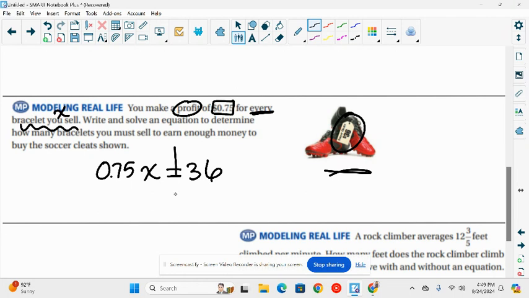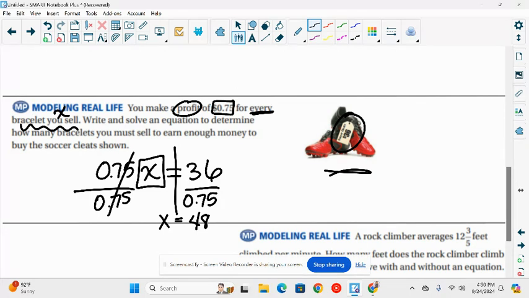All I have to do is chop it, box it, and do the opposite. Currently we have multiplication, so the opposite is going to be division. So I've got 75 cents divided by 75 cents. That cancels. Then I've got 36 divided by 75 cents, which gives me, put it in your calculator, see what you get. And you get 48. So you would have to make 48 bracelets in order to buy your soccer cleats.